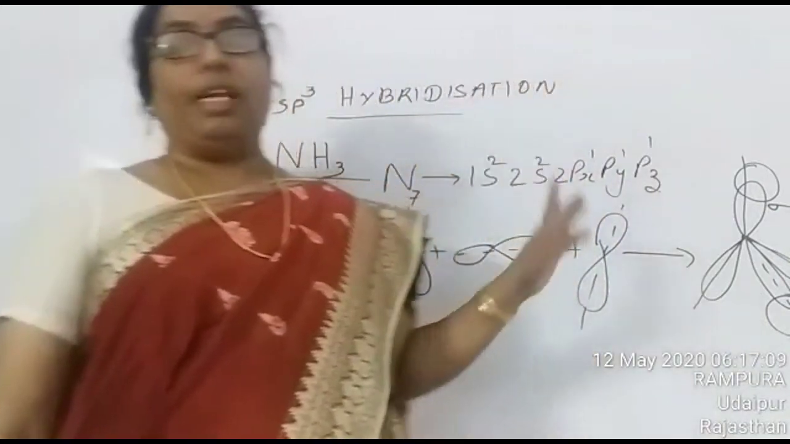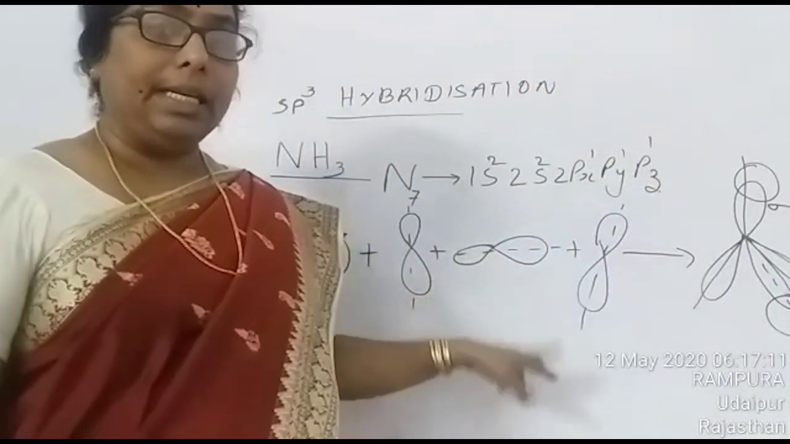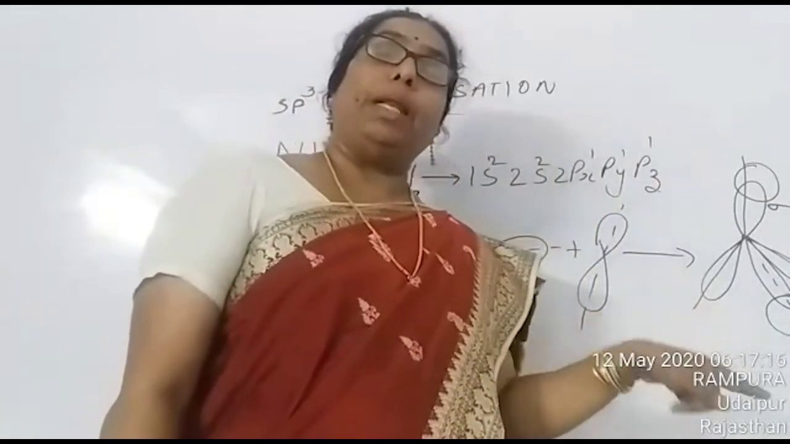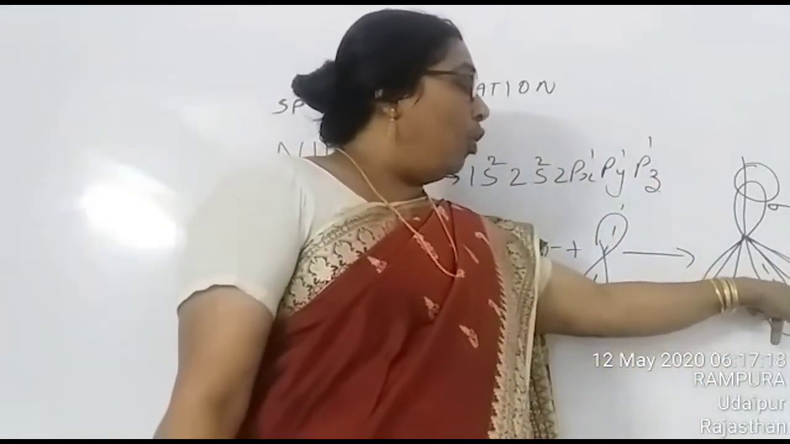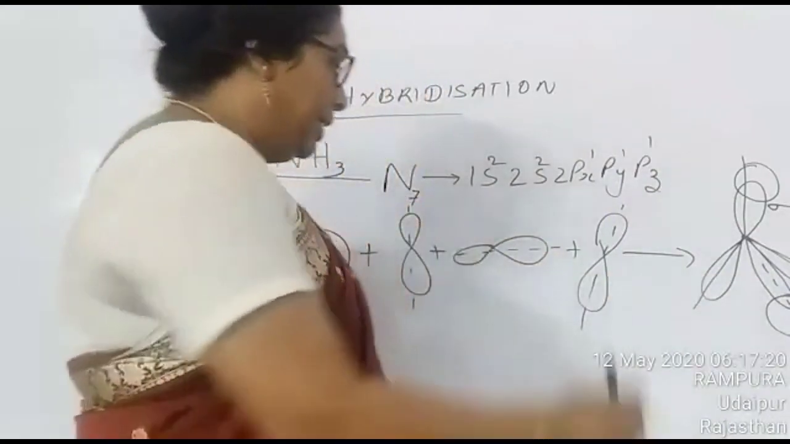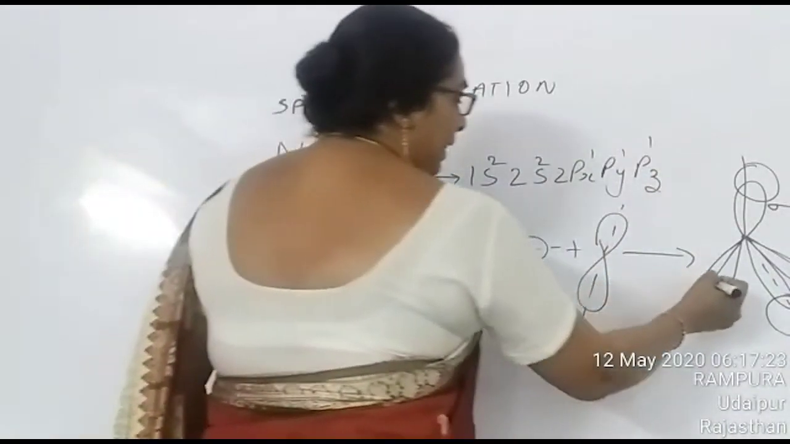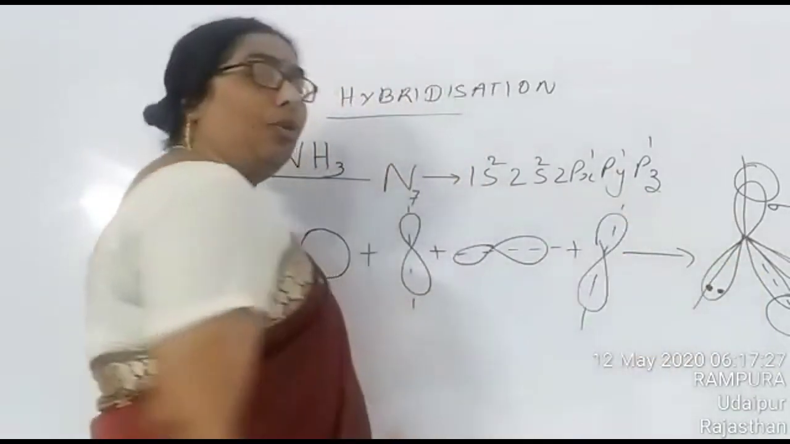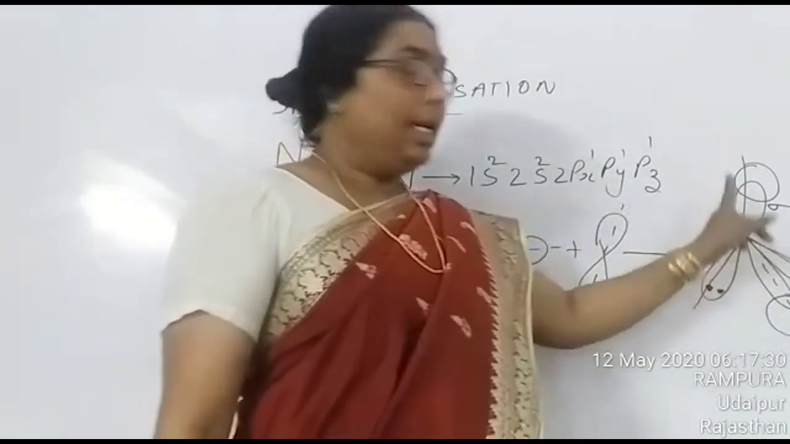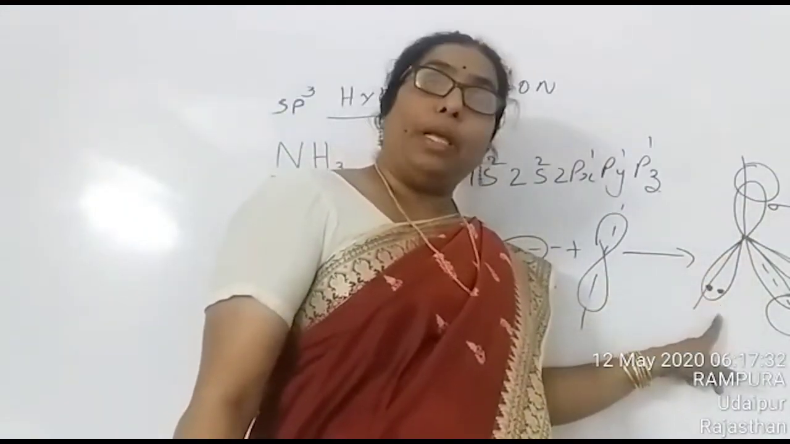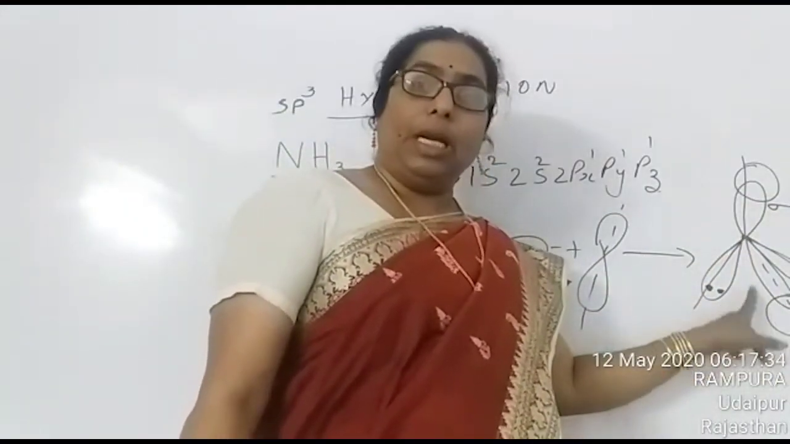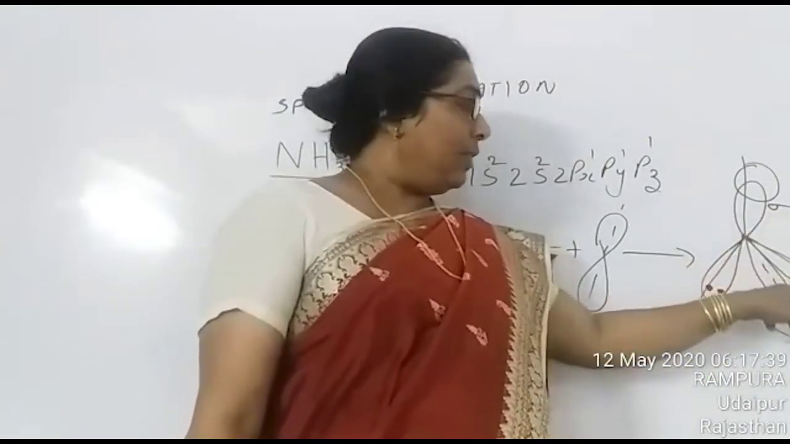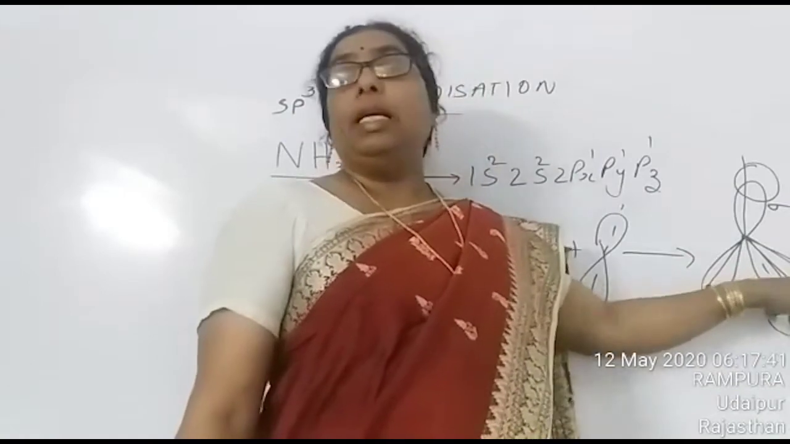Just recall the VSEPR theory that we studied yesterday. There we have seen that lone pair-bond pair repulsion is stronger than bond pair repulsion. In ammonia we have seen the presence of a lone pair of electrons. These electrons are not involved in bonding. Due to this lone pair in ammonia, you can see lone pair-bond pair repulsion as well as bond pair repulsion.